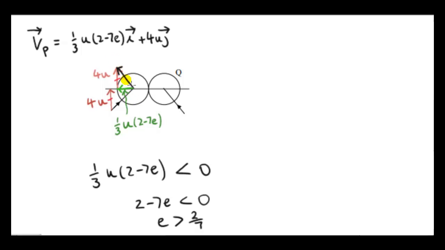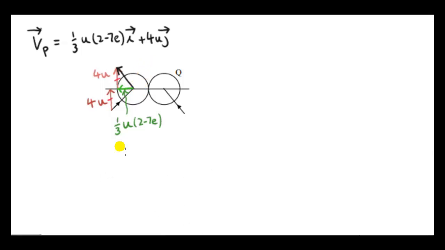vector VP looks like what I've drawn here. If e, however, is less than 2/7, then the x component will be positive, so VP will look something like this. Anyway, that's just an aside.